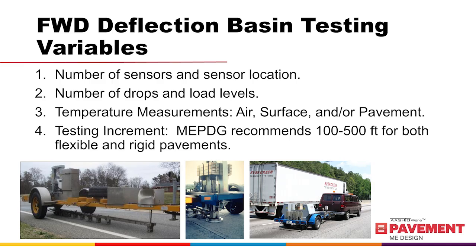4 variables are listed on this slide, and one will be discussed on the following slide, testing location. First, let's start with the number of sensors and sensor location. The LTPP program's 9-sensor configuration is recommended for most routine roadway testing, but other configurations are also acceptable. An advantage of using 9+ sensors is the ability to perform PCC joint or crack load transfer efficiency, or LTE, testing without relocating a sensor from the testing configuration.